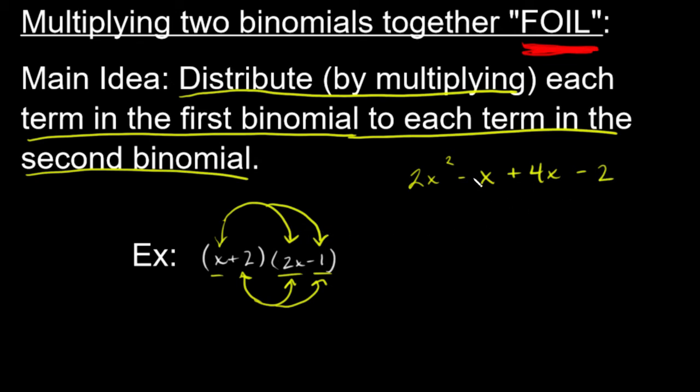So you would have a -x and a plus 4x. So that's like -1 plus 4. So that's a positive 3. So you get 2x squared plus 3x minus 2.